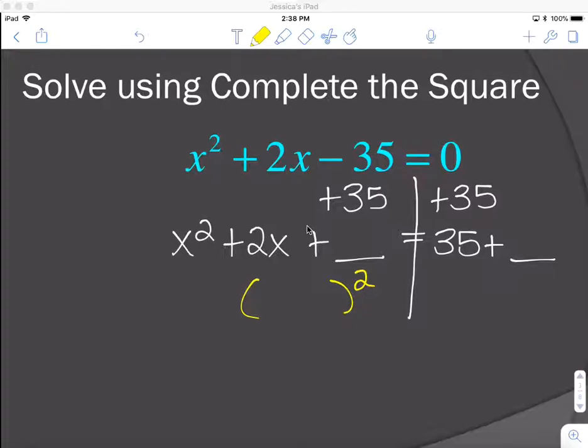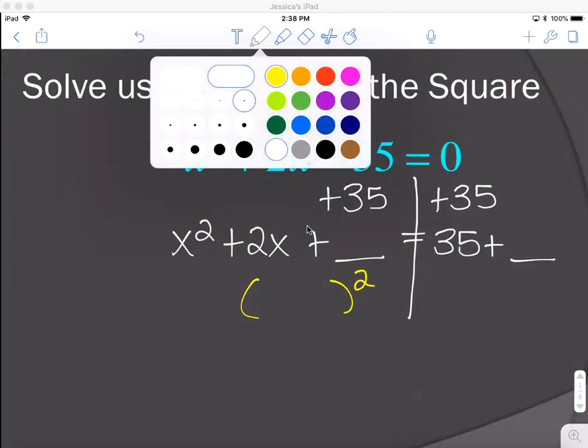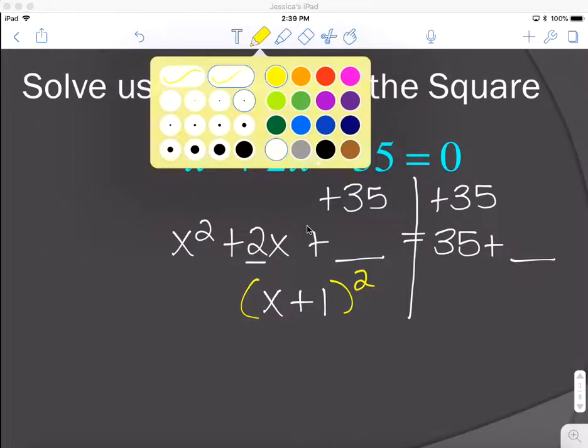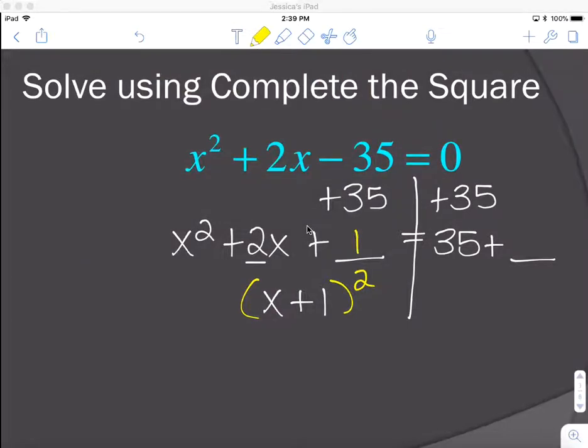Here's where that pattern comes in. So first you're going to take half of 2. Half of 2 is 1, so I'm going to put (x + 1) in the parentheses. Then I'm going to square it. So 1 squared is 1. That's the number that's going to go in the blank. Whatever you put in the blank on the left, you have to put in the blank on the right.